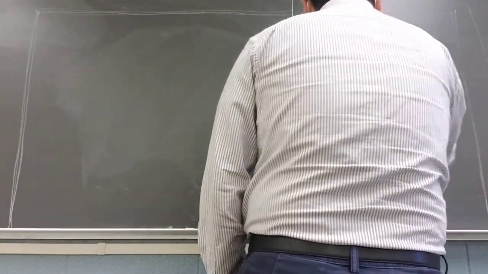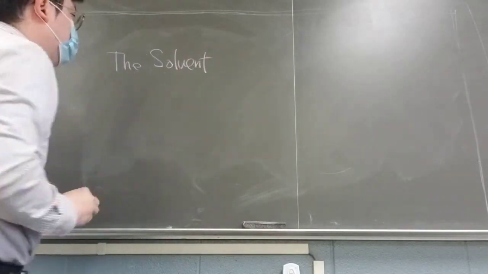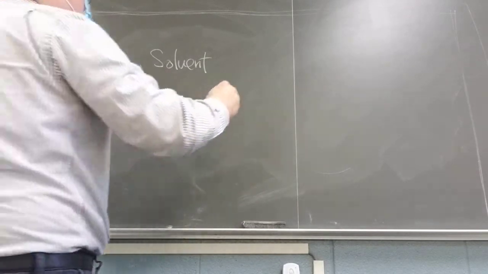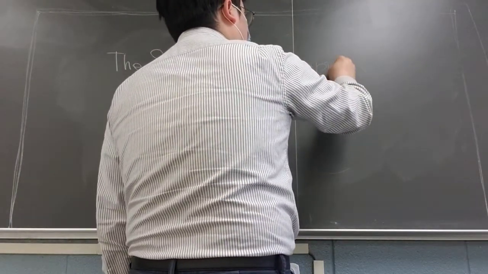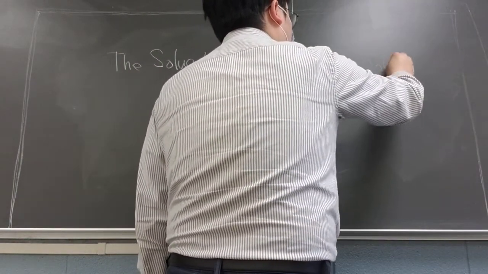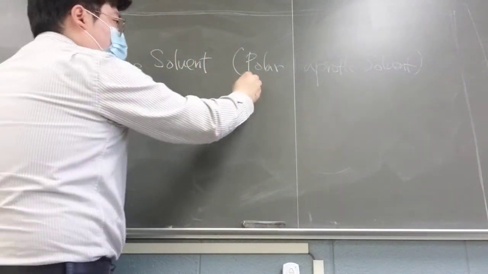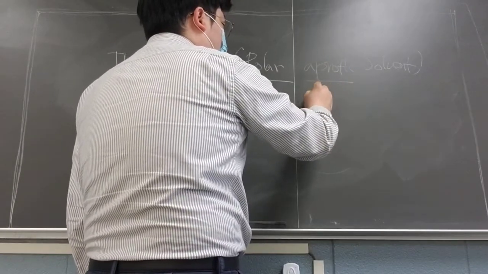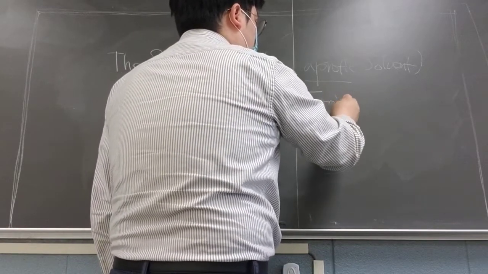All right. So this is very important. Solvent. Okay, solvent. So what solvent do you need to do the SN2 reactions? We're gonna use some polar aprotic solvent. So polar aprotic solvent simply means it's polar compounds. Solvent molecules are polar, but they're not able to form hydrogen bonds.